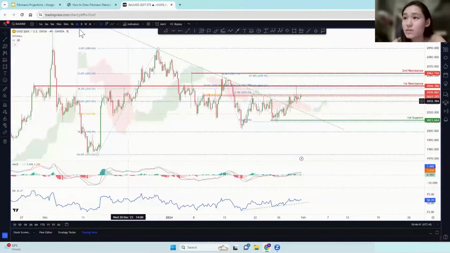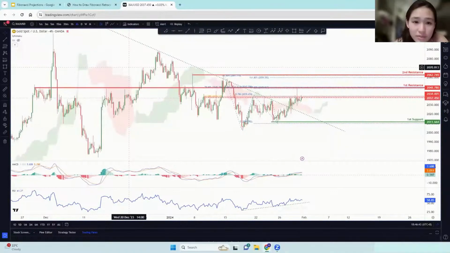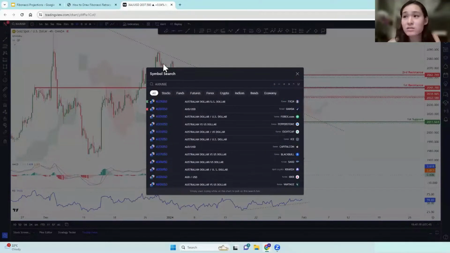Okay. Do you guys have any requests for any charts you'd like me to go through? I think we have time for one more chart. Okay. Let's go ahead and look at, let's look at DXY. Actually, let's look at AUD.